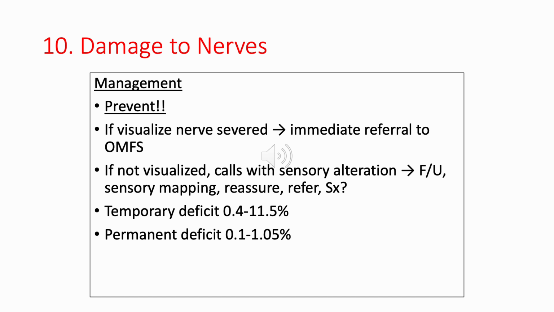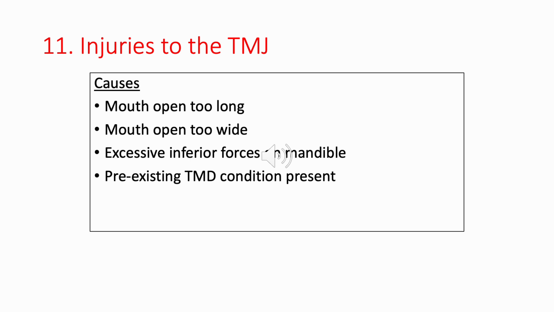The likelihood of a permanent deficit is exceedingly rare, but this is what you need to discuss with your patient prior to doing anything. So I often quote my patients around 1% or less, depending on the tooth, of a permanent numbness to the lip, chin, and tongue when taking out the lower third molars.